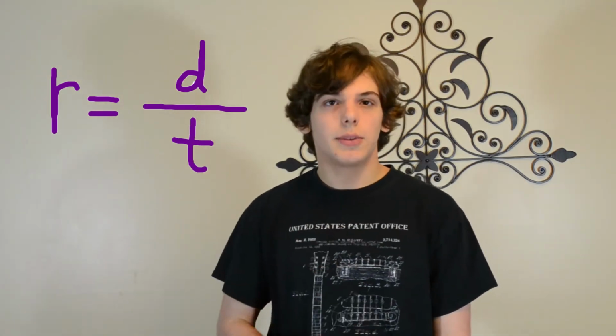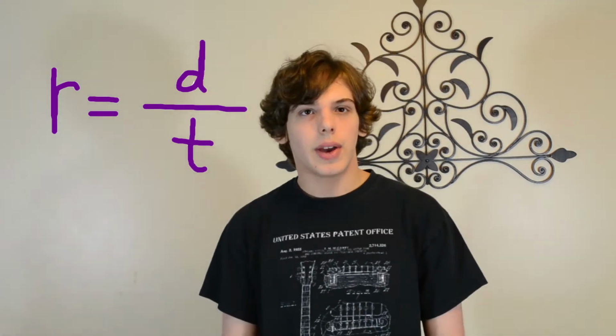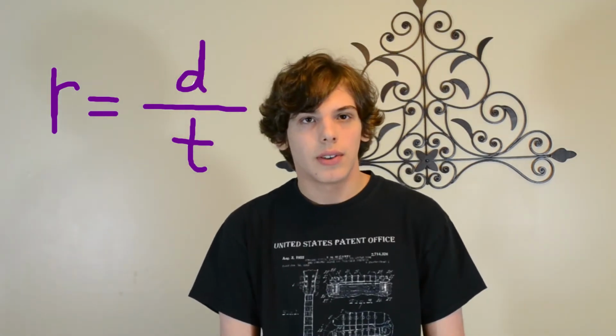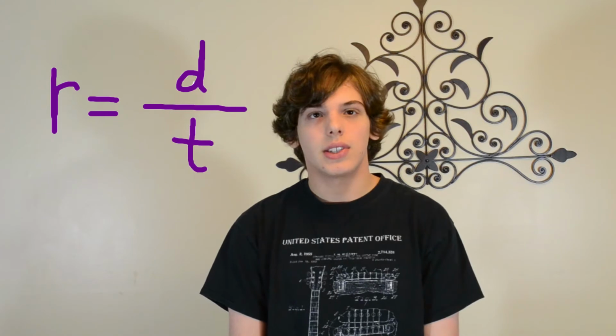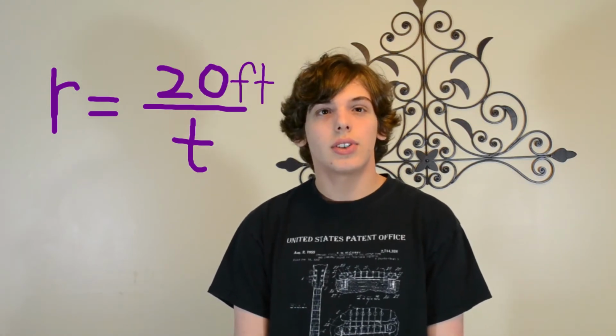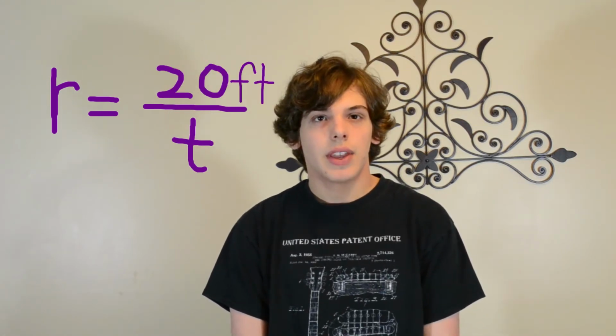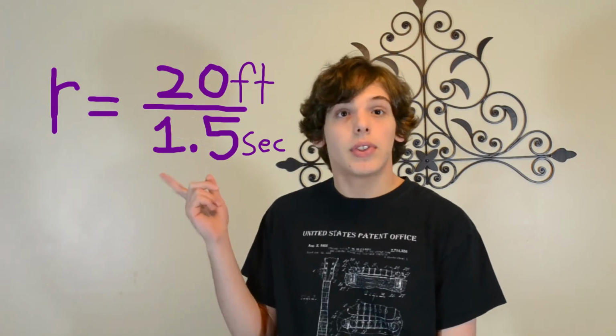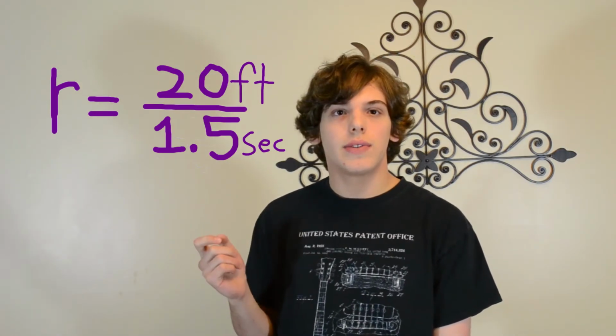If you want to find the speed of something, take the distance it went and divide it by the time it took. For our example, the distance was 20 feet, and it took Jared 1.5 seconds. If we replace d and t with the numbers from out in the field and do the division, we get 13 feet per second.